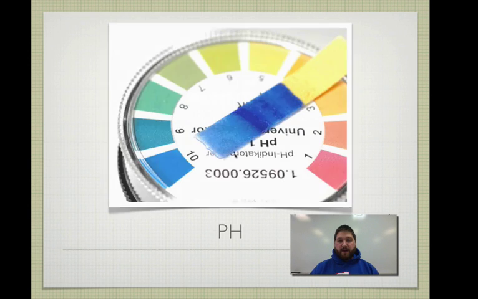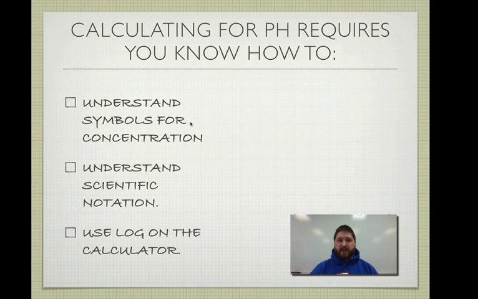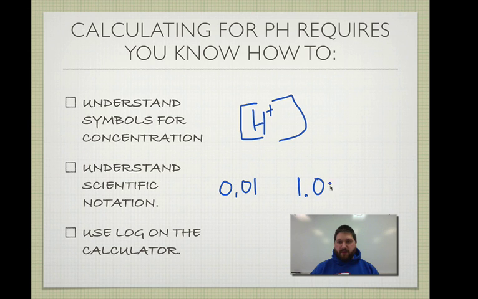Alright, so pH, this is the last thing that we're going to learn. The calculations for pH require you guys to understand the symbols for concentration, which is this. So this means concentration of the H plus ion. That's what we're going to focus on. You're also going to need to understand scientific notation. So a number of 0.01 can also be written as 1.0 times 10 to the negative second. So these two are synonymous with each other. You also need to know how to use log on your calculator.